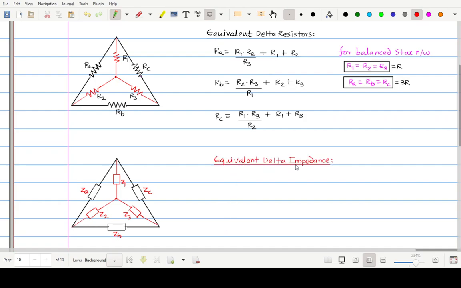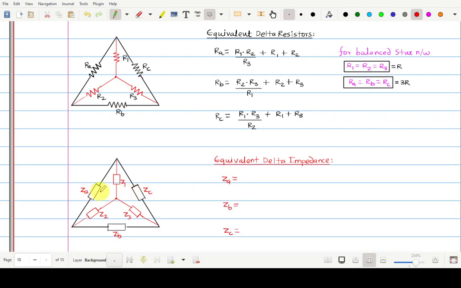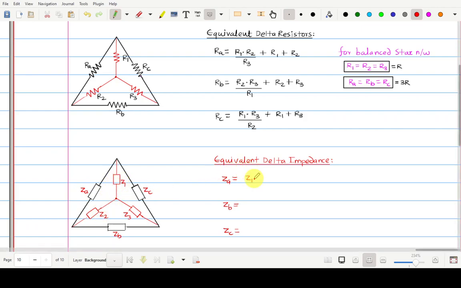So your equivalent delta impedances will have formulas like this. Now use the same technique, ZA. So which are the nearest star impedances, Z1 and Z2. So multiply them, Z1 into Z2 and then add them, Z1 plus Z2. And what is remaining? Z3 is remaining. So take it in the denominator of the first parameter.